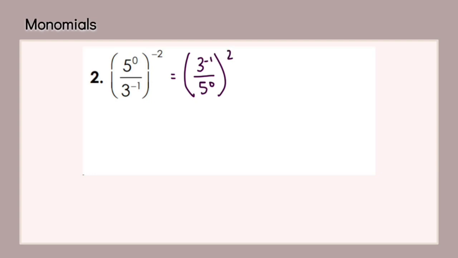Now, I know that 5 to the 0 power is 1, so that's just something simple that I can change really quickly. So 3 to the negative 1 over 1 squared. Now, I could deal with this negative 1 and it being inside of a fraction or whatever, except that this is over 1. So this is really just 3 to the negative 1 squared.